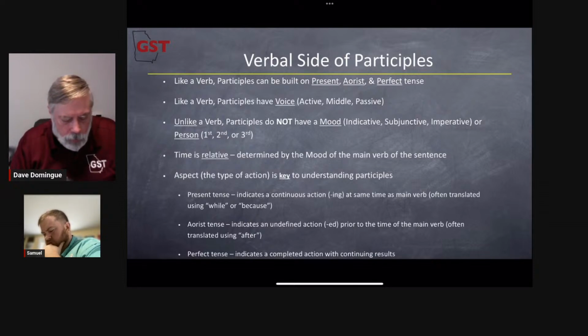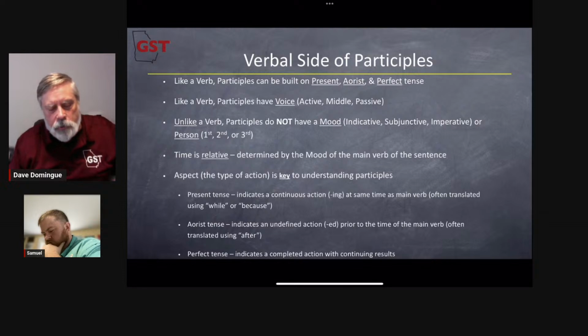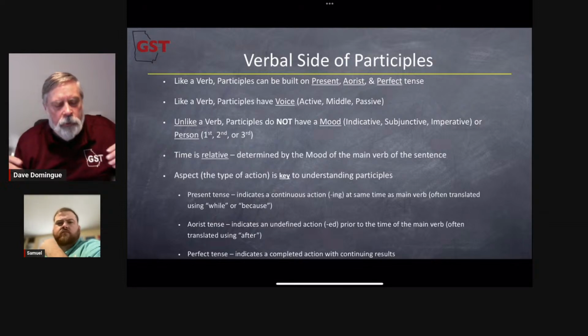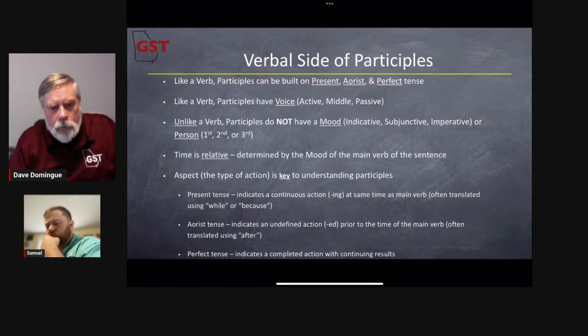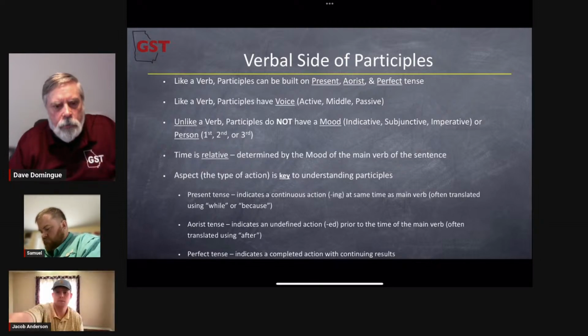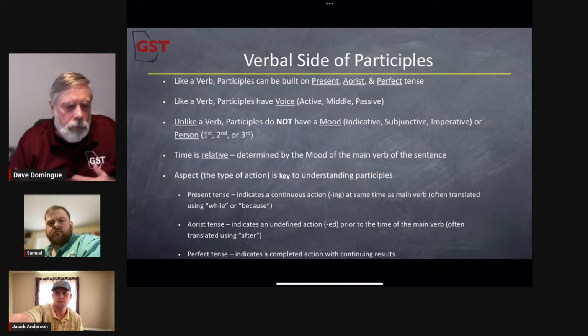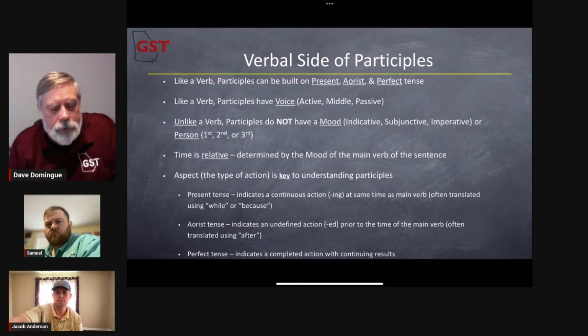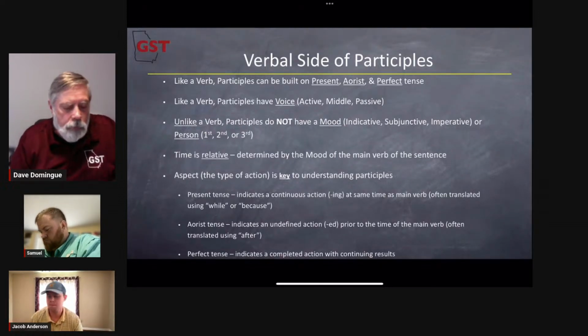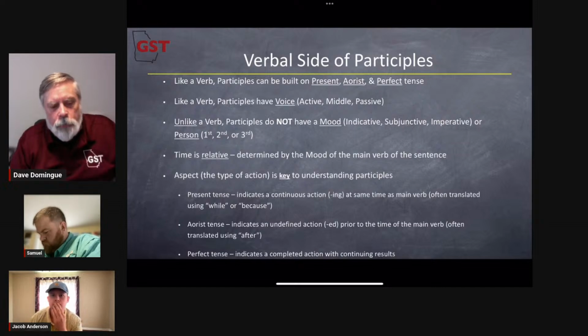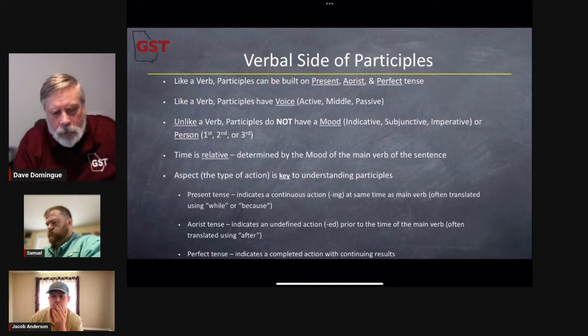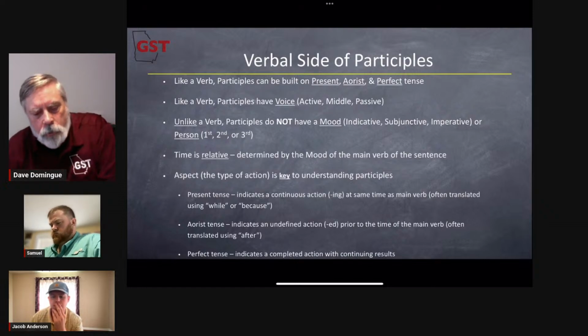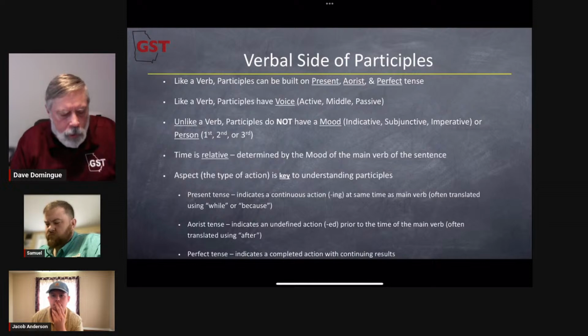And the perfect tense we'll get more into next week. Basically, the perfect tense is called a combinative action. As we do with the perfect tense, we have a completed action and ongoing results, and the participle's perfect tense works the same way. It's combining the past or undefined action with the present ongoing kind of action, and so it's called combinative. All right, we'll do more about that later.